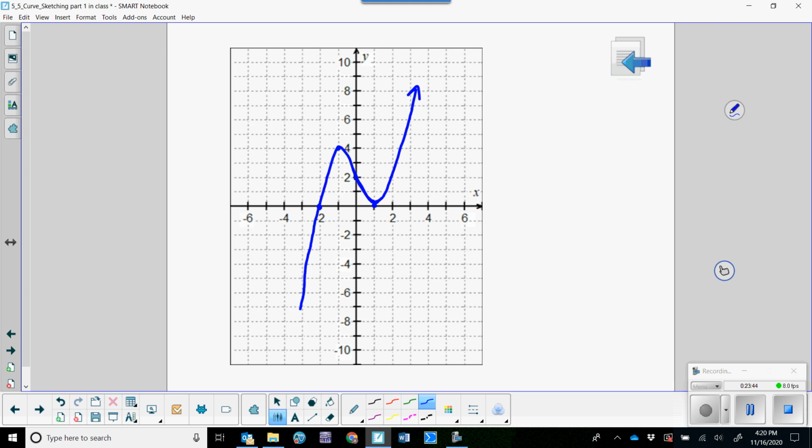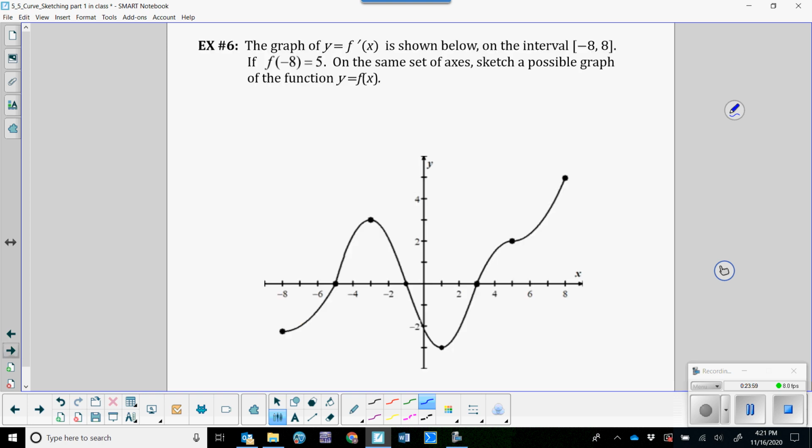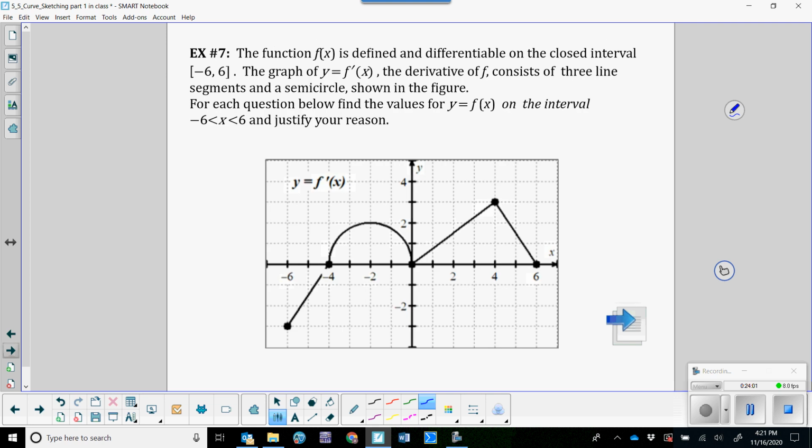Okay, so there's my graph. Okay, so we just use all the information. You may need to take a little bit more time and think through that in order to answer that, okay? But go back, that's the nice thing about video, go back, watch it again, change some things around. So I'm going to skip example 6, we're going to do example 7.